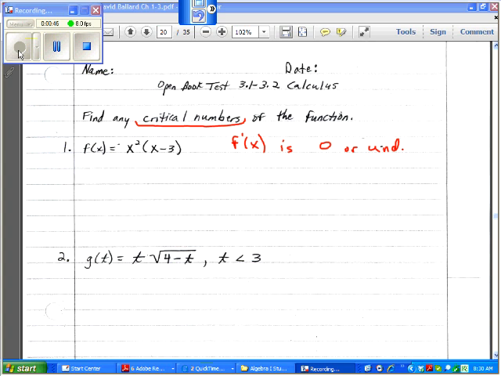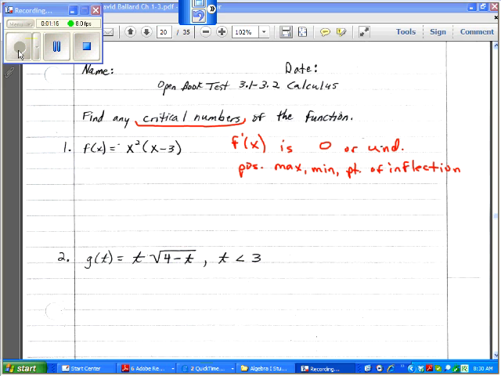Now, what potentially could happen at a critical number? We could have a possible maximum, a possible minimum, and later we'll learn that there could be a possible point of inflection, which we made mention of, but we haven't dealt with yet, okay? So there's a possible maximum, minimum, or point of inflection, which are important pieces of the graph.